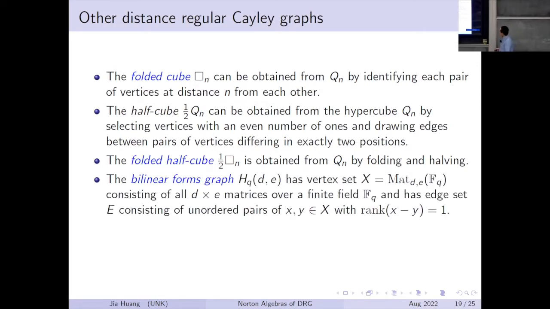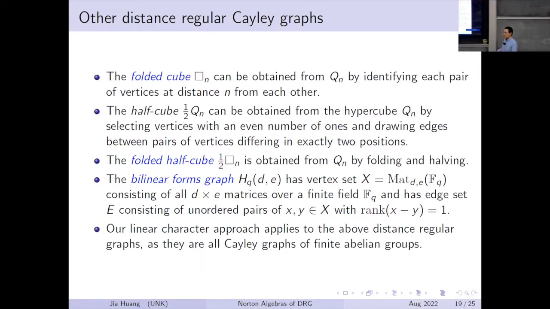And there's also the bilinear forms graphs. You look at matrices, d times e matrices with entries from a finite field F_q. And two vertices are adjacent to each other if the rank of the difference between them is exactly 1. So it's kind of like a q-analog of the Hamming graph. And this is also the Cayley graph of a finite abelian group. So you can also apply our previous result to this. And there's, of course, more.